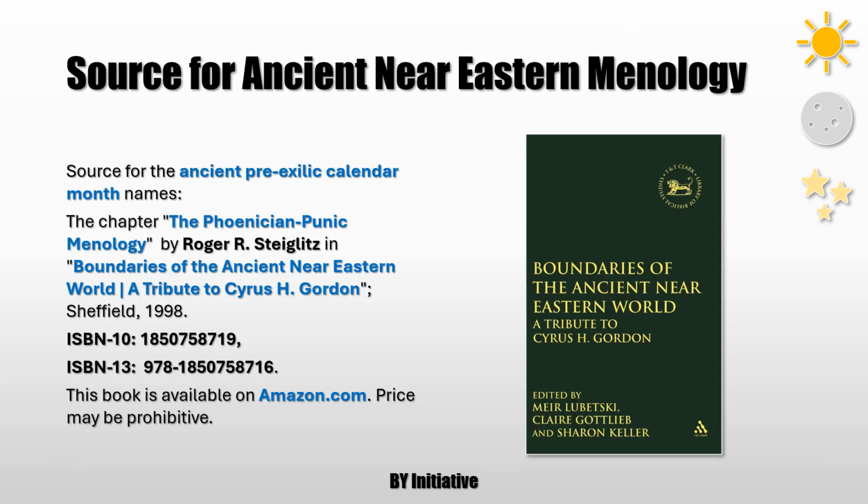And if you'd like to know where we get the ancient pre-exilic calendar names from, this is the source. We find this in the chapter, The Phoenician Punic Minology by Roger R. Stieglitz, in the book Boundaries of the Ancient Near Eastern World, a tribute to Cyrus H. Gordon. There are the ISBN numbers for the two versions of this book available. This book is available on Amazon.com. The price, however, may be prohibitive.